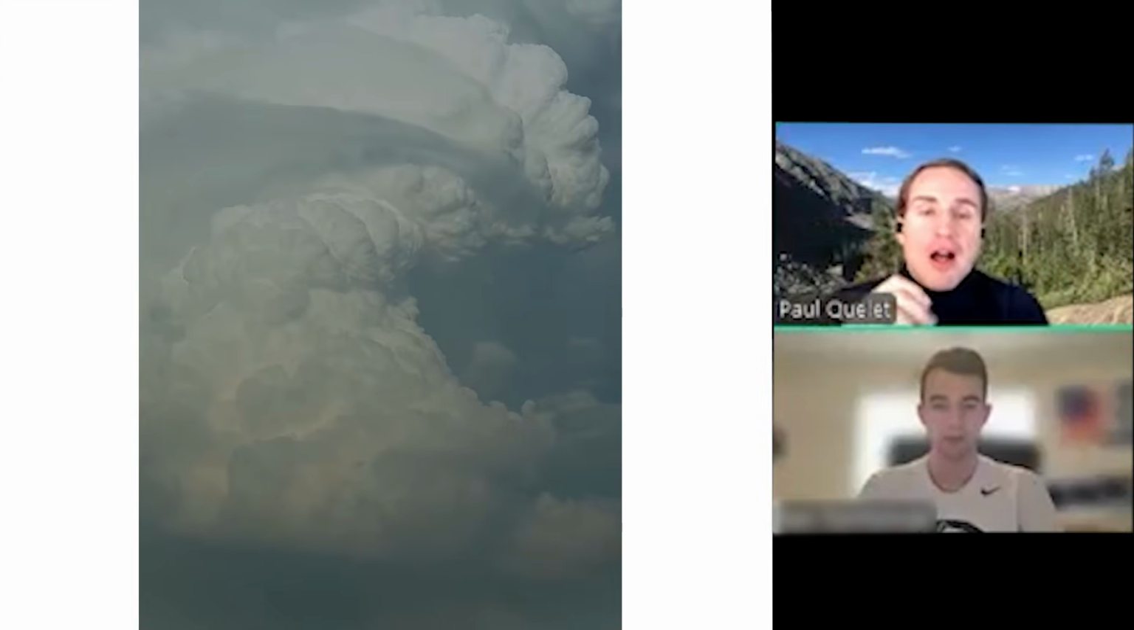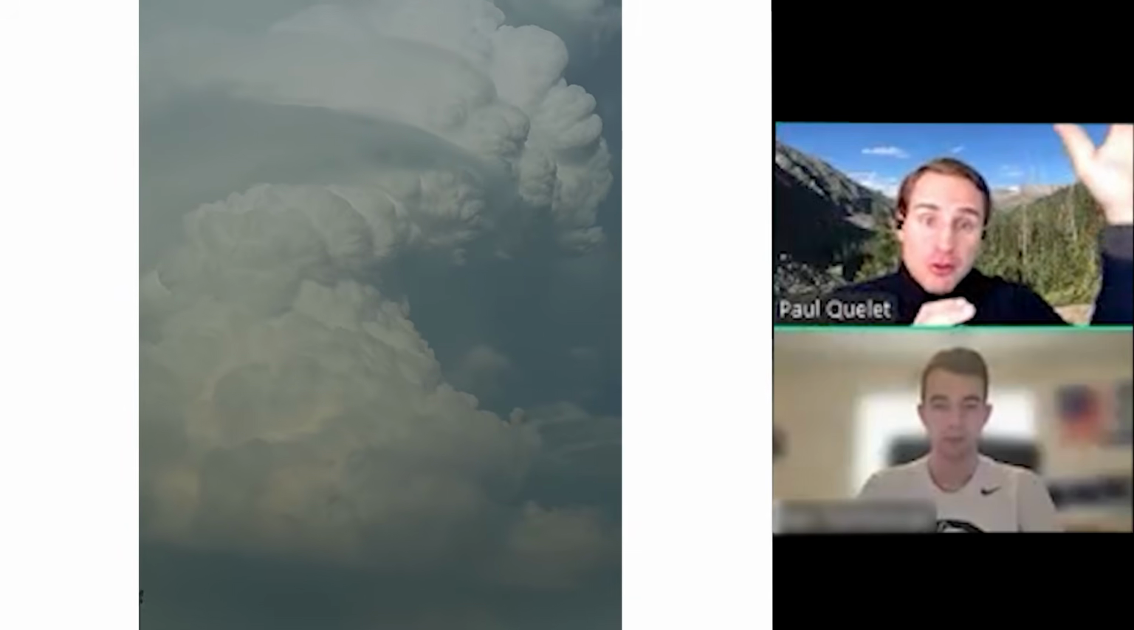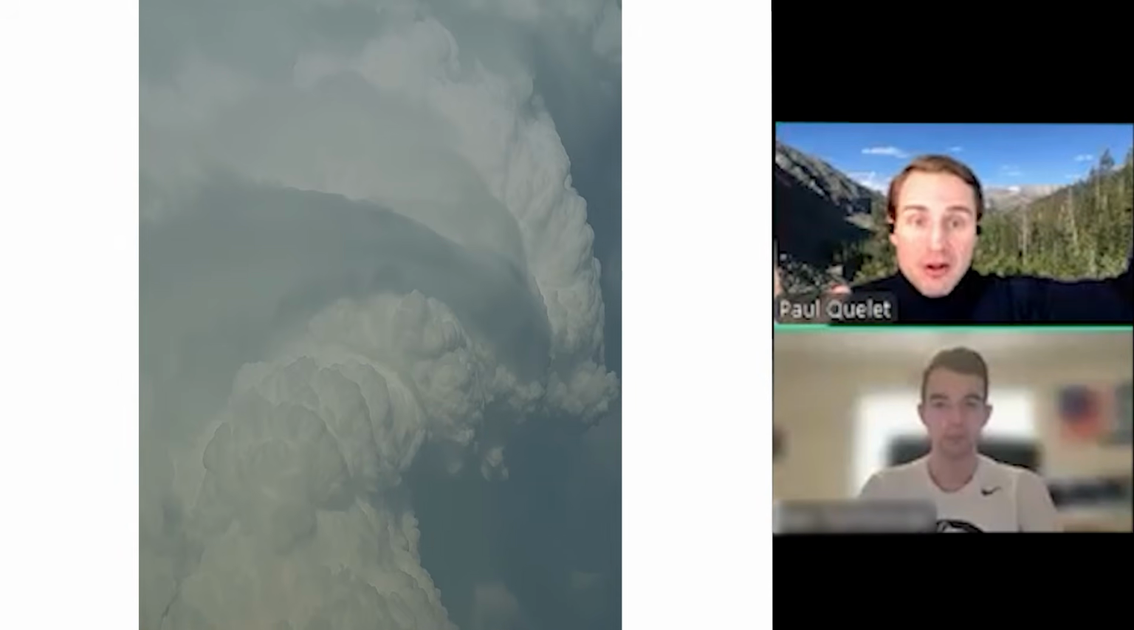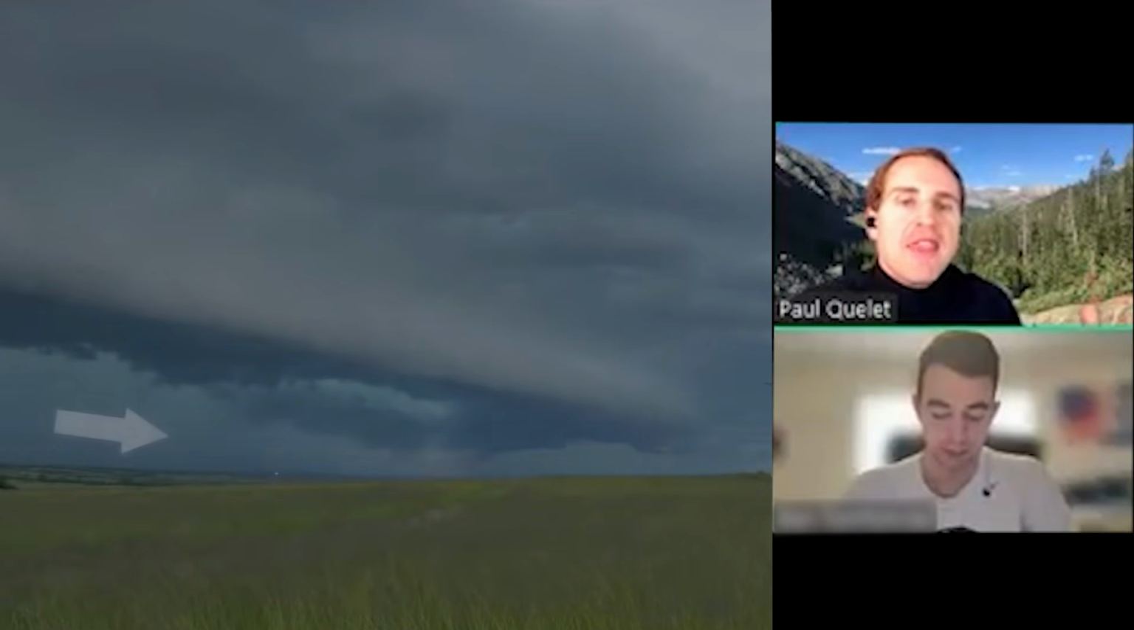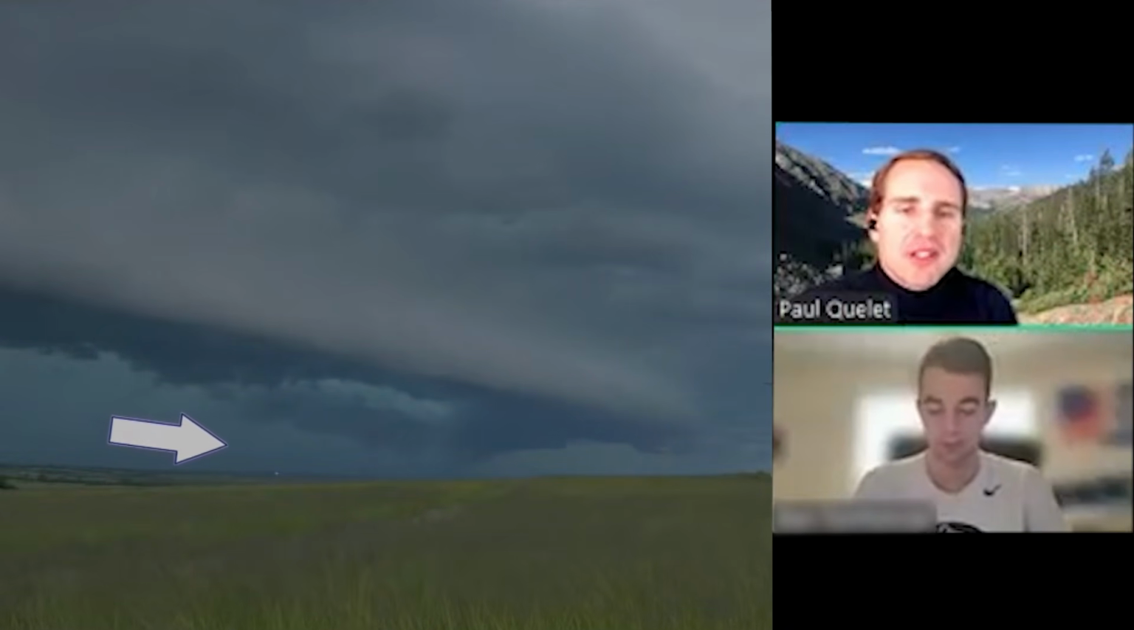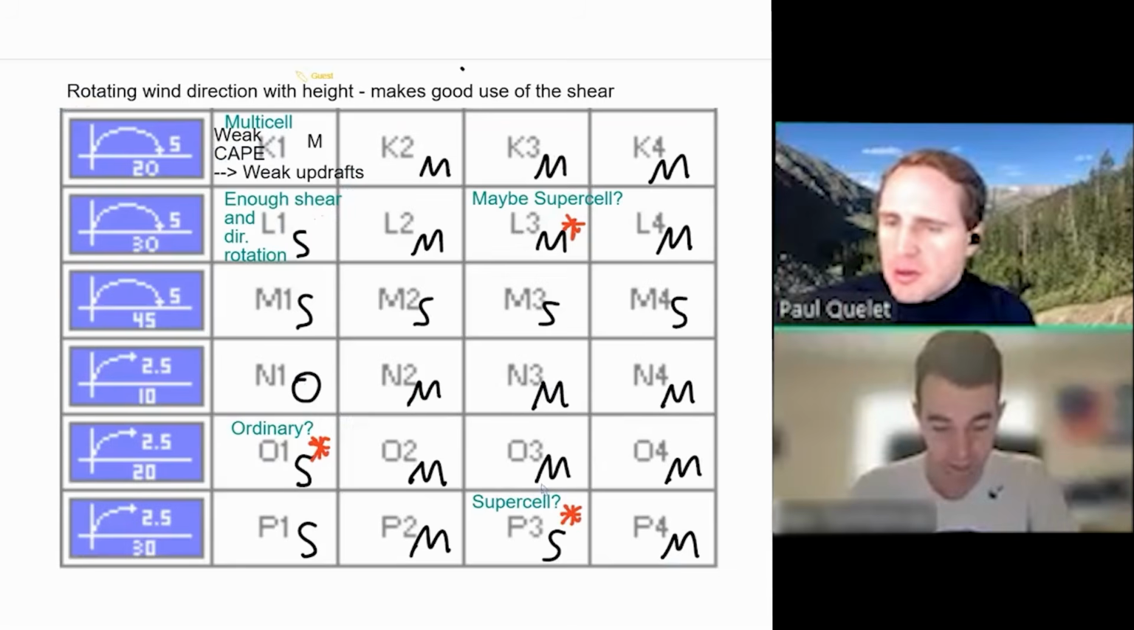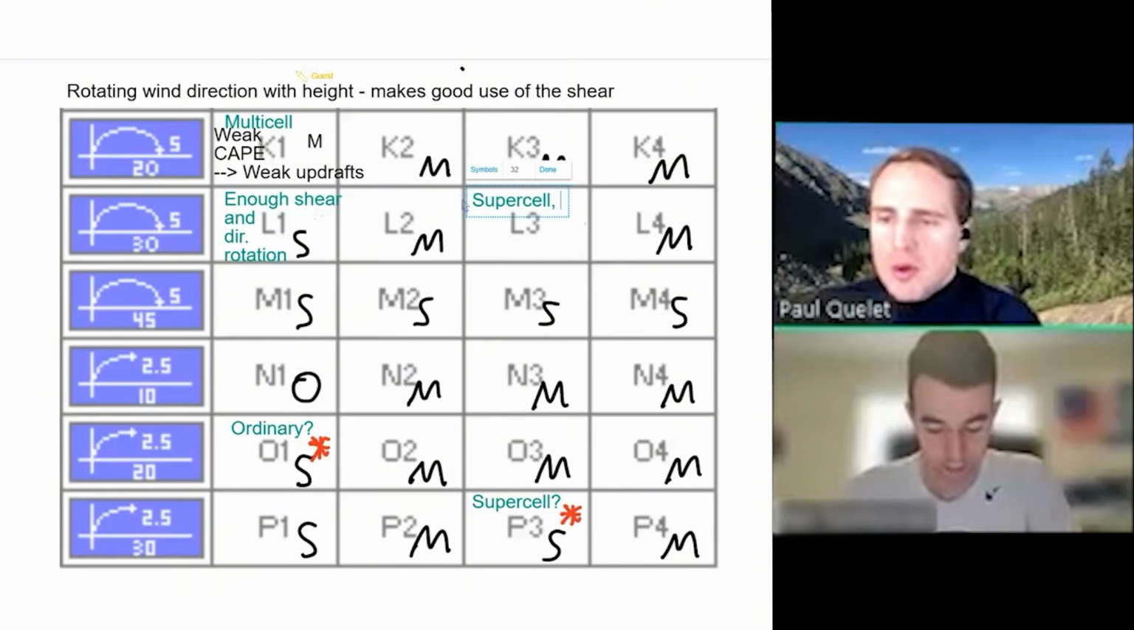Supercells are much more common to evolve out of the blue, like out of clear air, whereas multicellular systems and then even squall lines and MCSs are going to be when the cold pools tend to merge and then the convection tends to be more slab-like in nature. With that, I'm going to say this should be a supercell with good shear and CAPE.